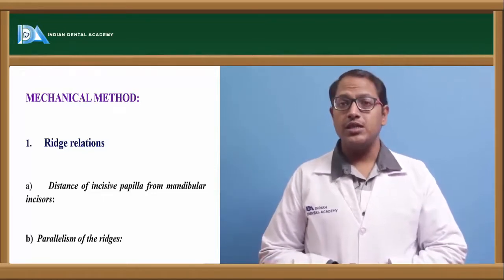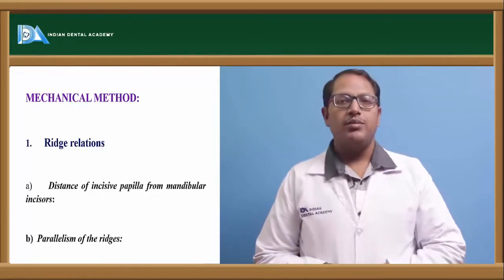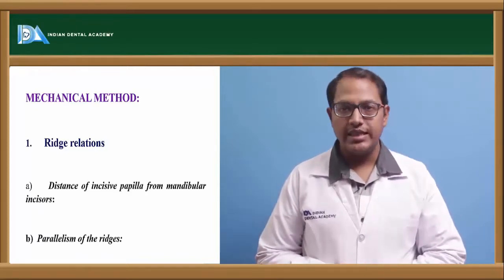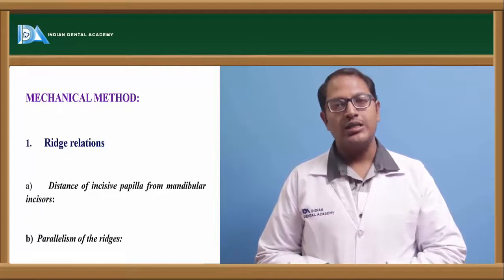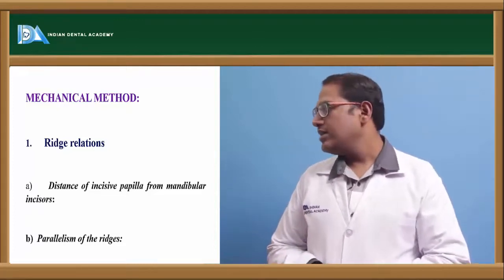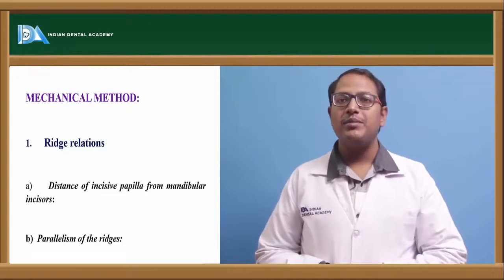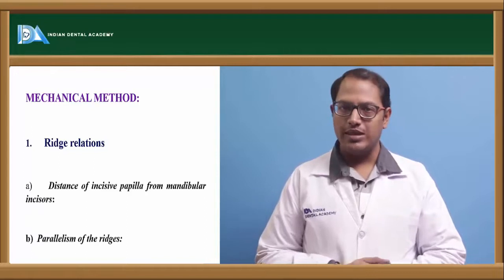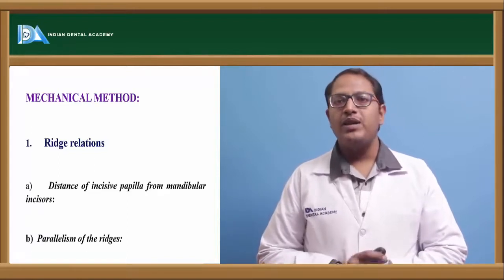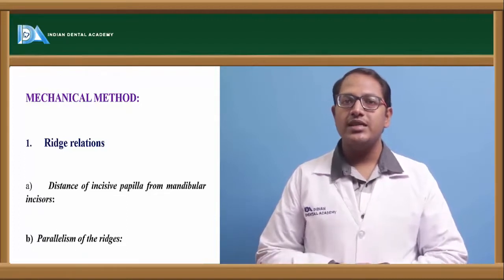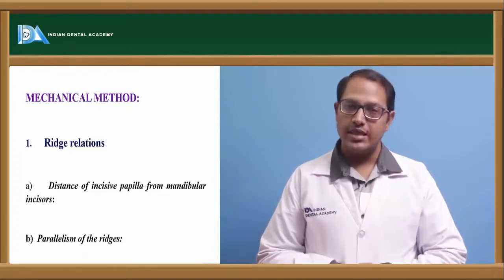Coming to the mechanical methods, the first is ridge relations. Based on some ridge relations, different scientists came up with different techniques to find the vertical dimension at occlusion and rest. So how was that? The distance from the incisive papilla to the mandibular incisor. We all know that whether resorption occurs or not, the incisive papilla is a stable landmark. The distance from the incisive papilla to the edge of the maxillary central incisor is 6 mm.